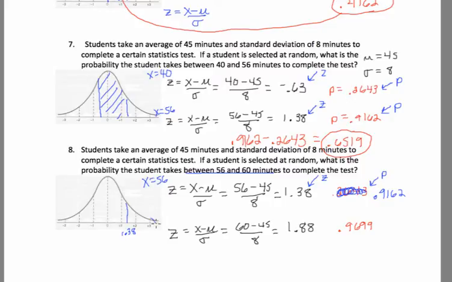And then same thing down here, you're going to do the same thing for the data value of 60. You plug it into your formula to find that that corresponds to a z-score of 1.88. That's about here. And so you want the probability that you're in between those two. So you take 0.9699, subtract 0.9162, you get 0.0537. And that makes sense. Look at that, it's a really small little area in our picture, and we're saying there's about a 5% chance you're in that area.